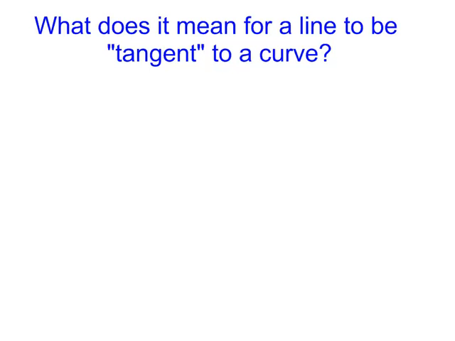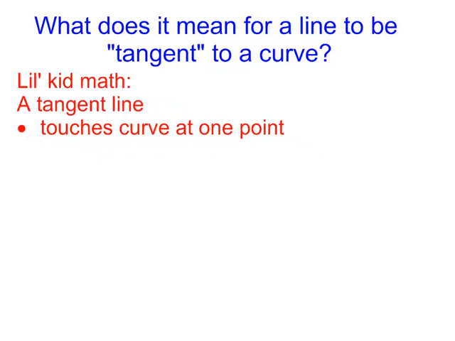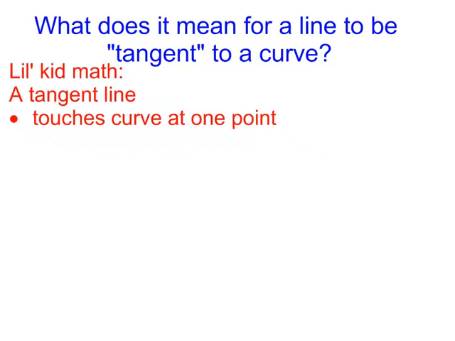So typically in little kid math, the definition of tangency starts with, okay, a tangent line touches a curve at one point. That's usually the starting point. But then somebody will say, okay, well that's not enough, because what if here's a curve and here's the line, and clearly that is not tangent. Again, we know it when we see it, and we know that's not tangent.